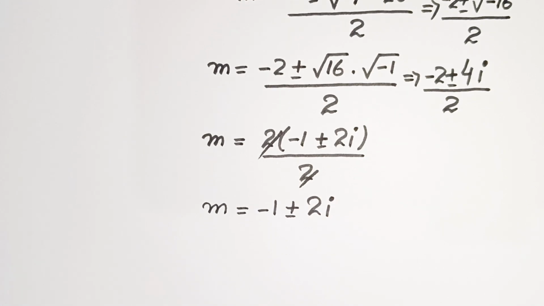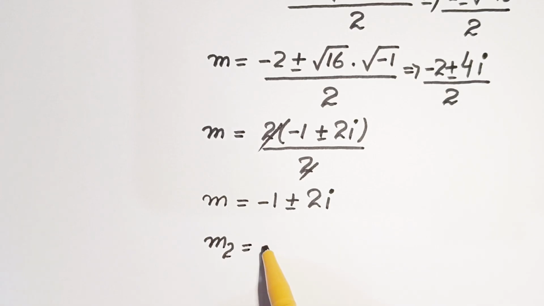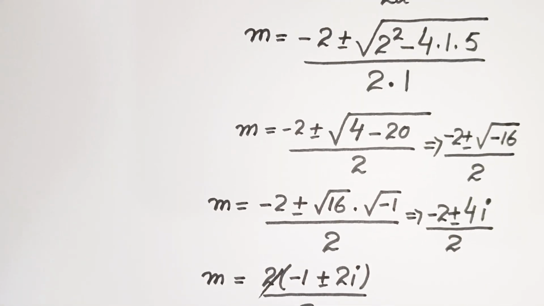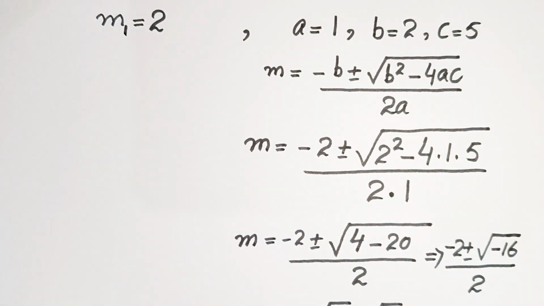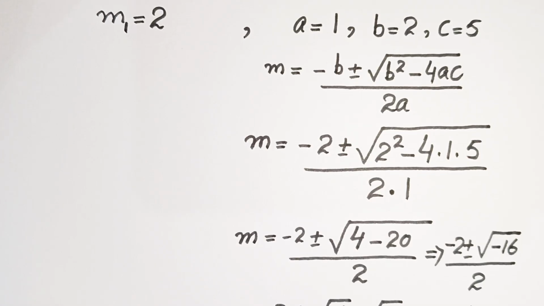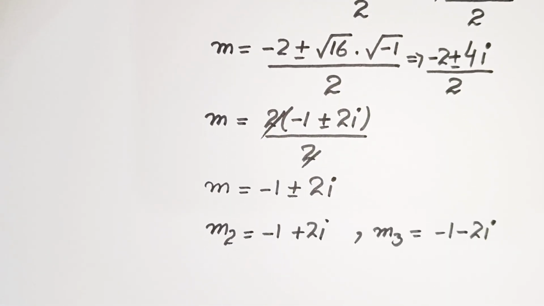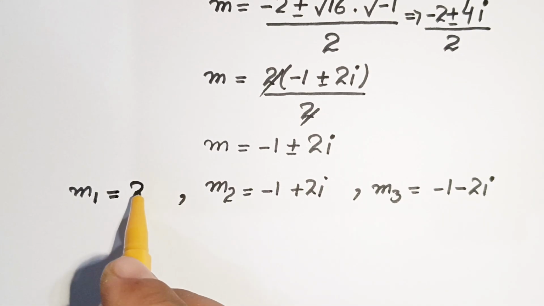So here we have two values of m: m2, which is minus 1 plus 2i, and m3, which is minus 1 minus 2i. We also have the value of m1, which we found from the first factor: m1 is equal to 2. Now we have three values of m, and we have to put the values back, as we supposed that m is equal to square root of x.